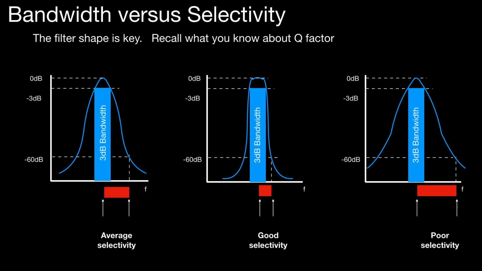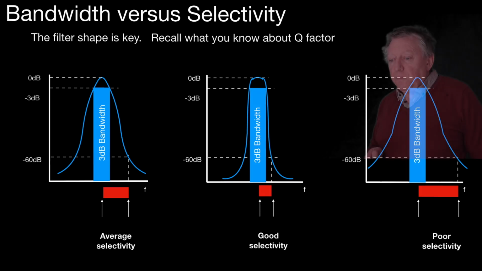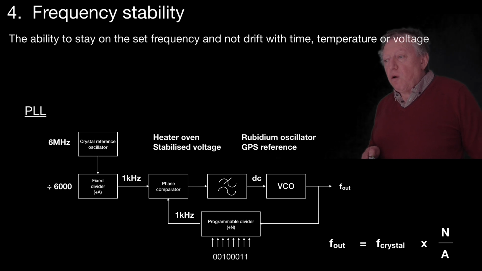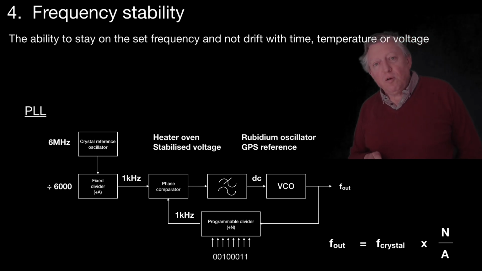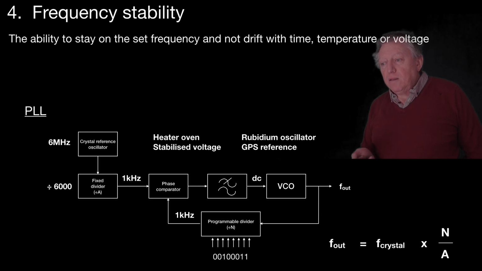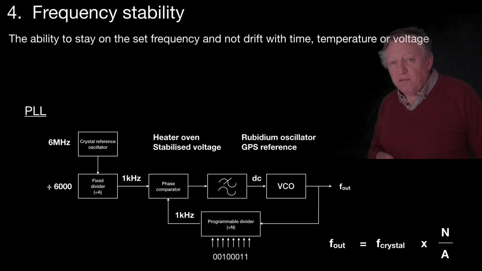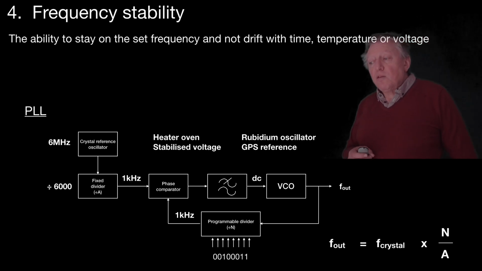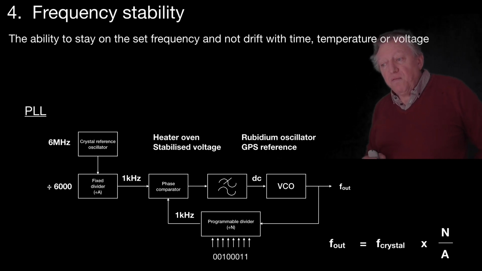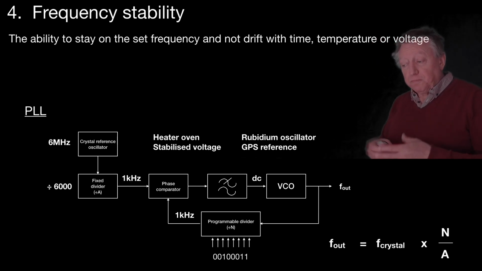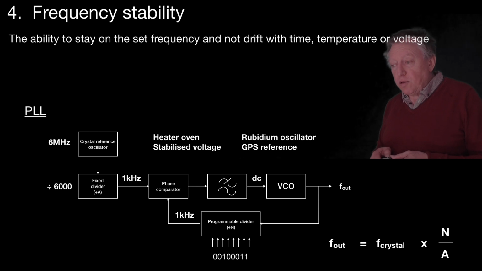The fourth receiver feature that we're going to talk about is frequency stability. Now, if you recall from transmitters, there's a phase lock loop, and the key to it all is the 6 MHz crystal reference oscillator on the top left. Now, what can we do to stabilize the output? The output frequency, as you can see, F out equals F crystal times N over A. So the crystal, N will be fixed and A will be fixed. These are essentially logic circuits which are not going to change.